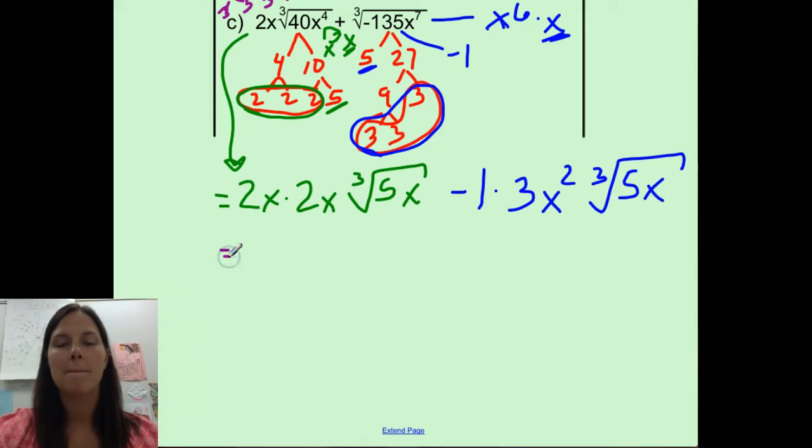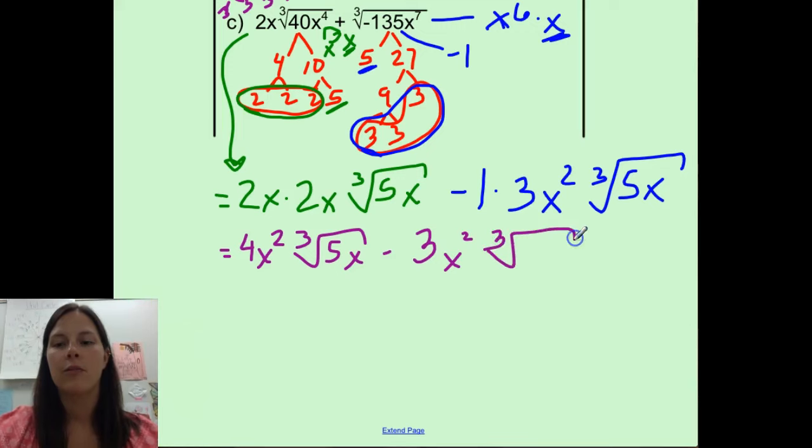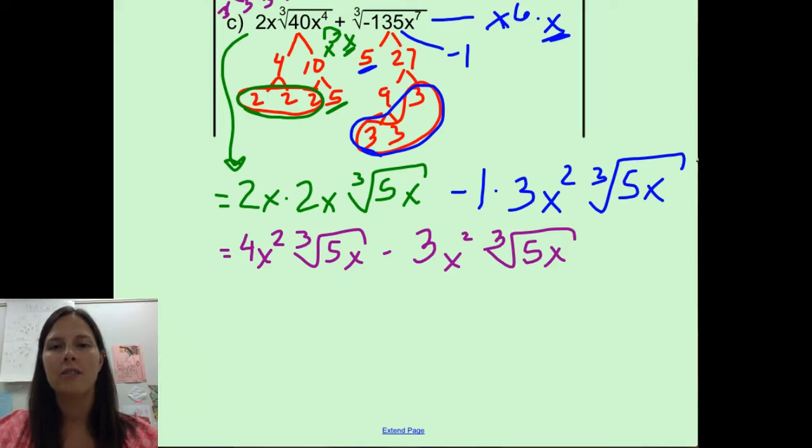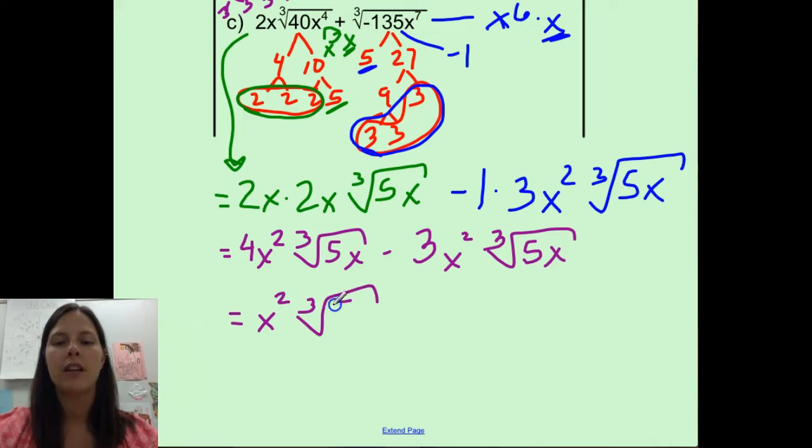Cleaning this up a little bit by multiplying our coefficients, 2x times 2x is 4x squared times the cube root of 5x minus 3x squared times the cube root of 5x. In this case, with variables on the inside and outside of our radical, we have to make sure we have like terms in both places. Outside, those coefficients are both x squared terms, and under the radical, they're both 5x. So we do have like terms. We'll take 4x squared minus 3x squared, which leaves us with 1x squared, times the cube root of 5x.